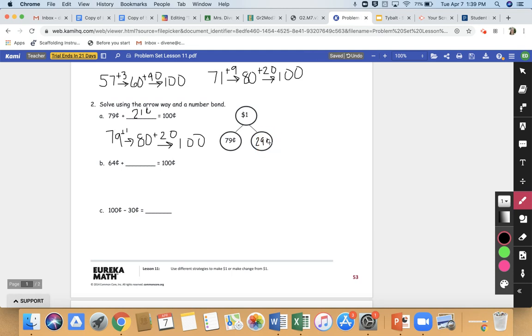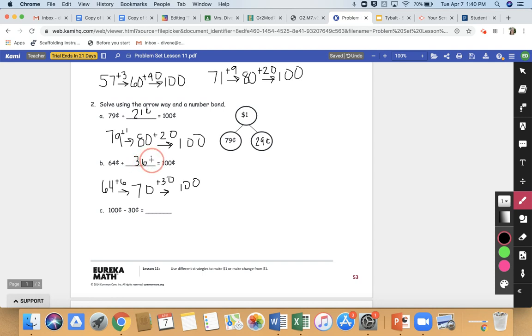Okay, and so this next one doesn't give us anything. So we will start with our number bond here. We are starting with 64 cents, and we want to get to the next 10. So 64, I know that 4 plus 6 will get me 10, so 64 plus 6 is going to get me to my next 10, which is going to be 70. Now I need to get from 70 to 100. I know 7 plus 3 will give me 10, so therefore 70 plus 30 will get me to 100. And I'm just going to add these two. 30 plus 6 gives me 36 cents.